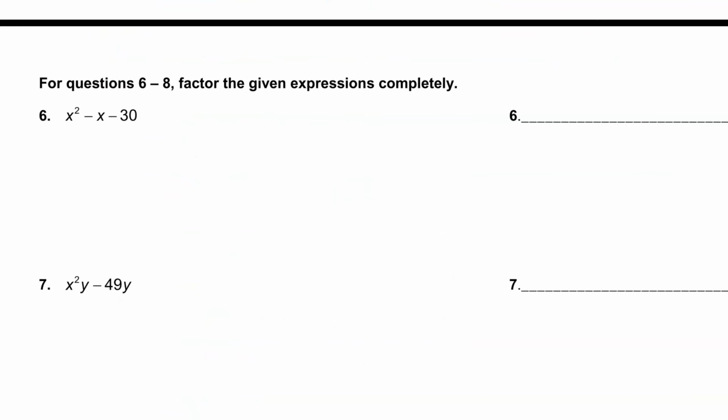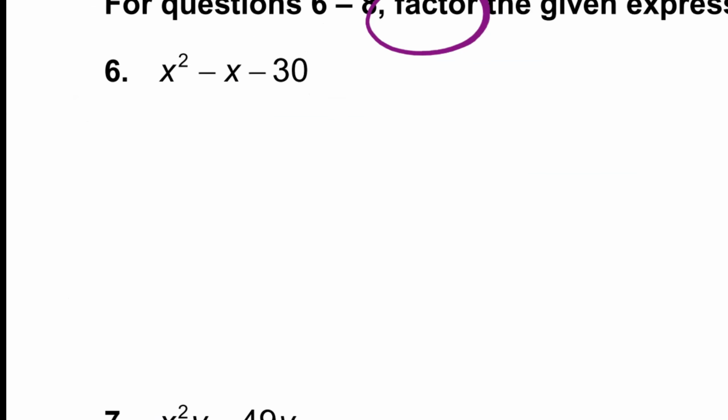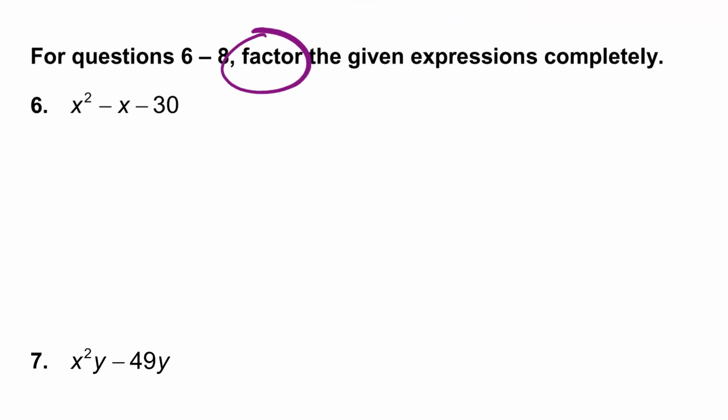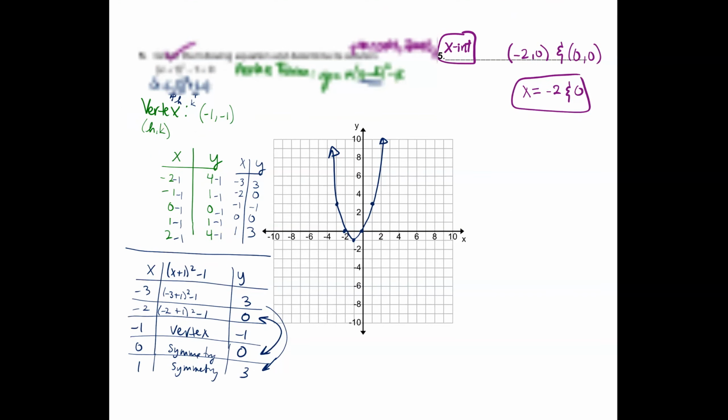So for question 6 or 8, factor the given expressions completely. We must factor. It says factor completely. Can you go back to what you wrote in the answer? Okay. -2, 0 and 0, 0. Yep. Those are the two places the graph crosses the x-axis. Cool.